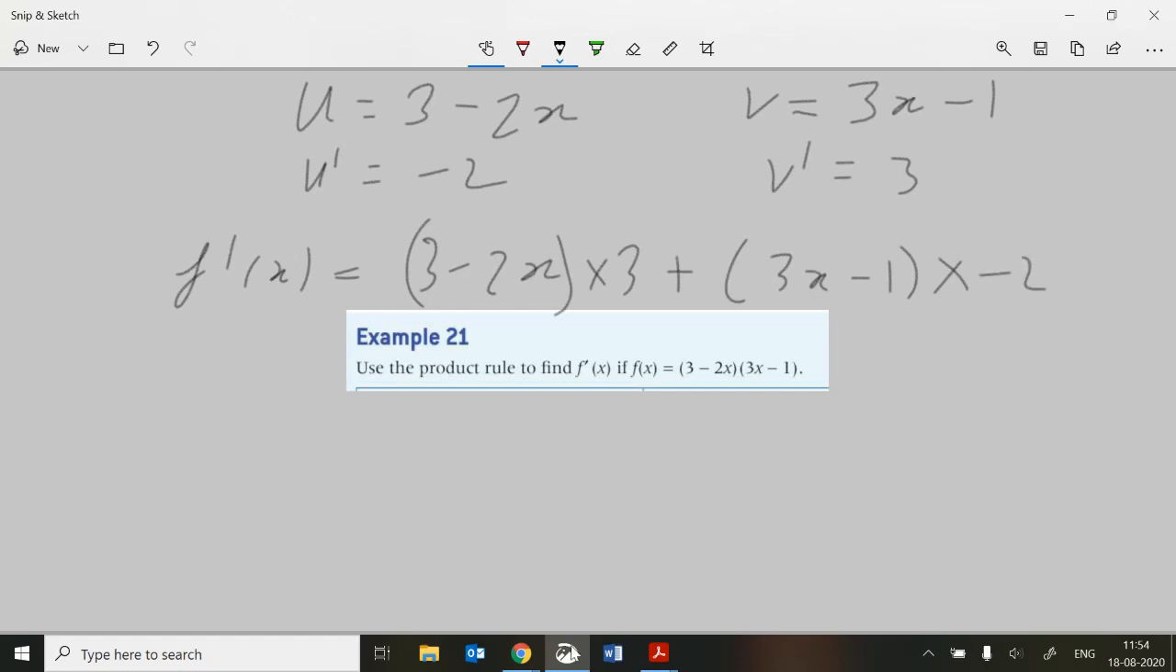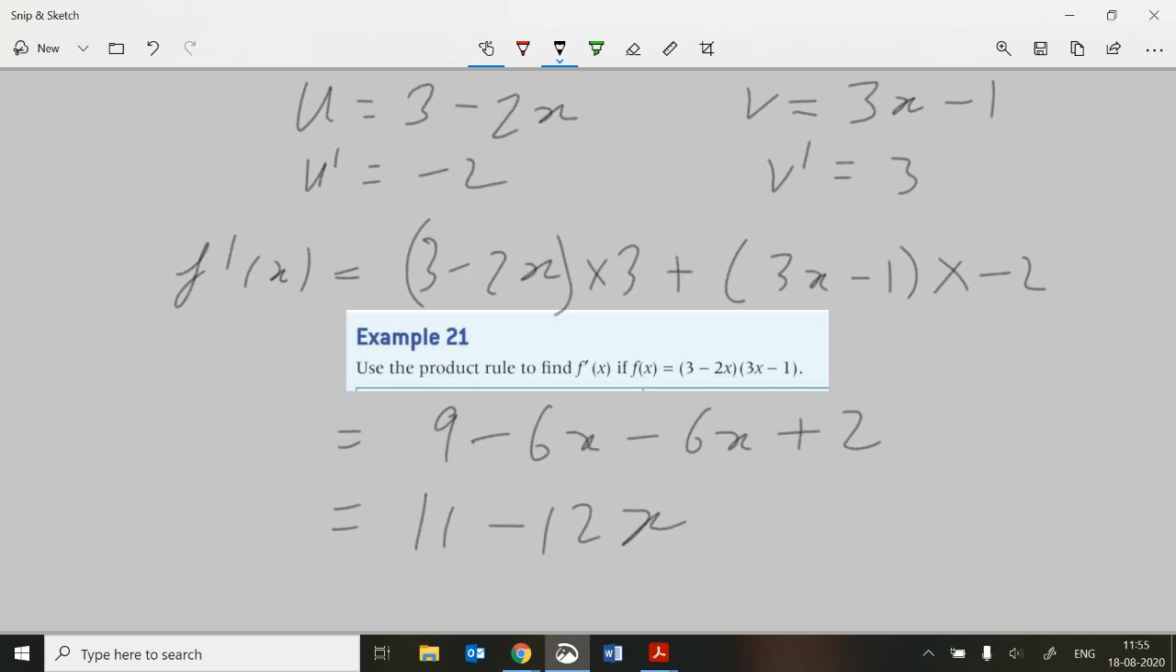Okay, and now we need to just multiply those out. So we've got 9 minus 6x and minus 6x plus 2 there. And, no, they're not. I thought they were cancelling. No, they're not. We've got 11 minus 12x there. Okay, so that's our answer in this case.